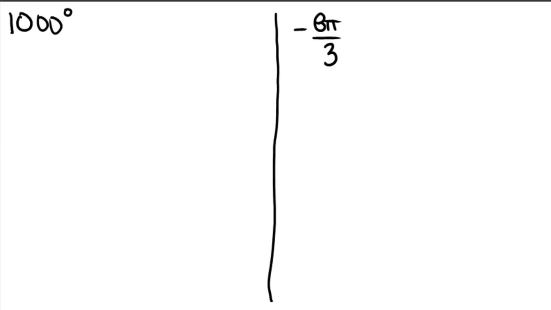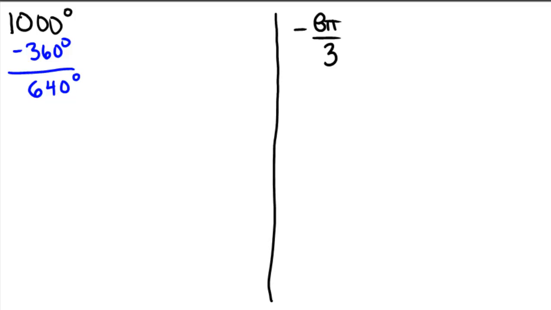Assuming you paused the video and gave this a good shot, let's do it together. 1000 degrees is too large. It's not between 0 and 360. So I'm going to start off by subtracting 360 degrees from the 1000. That's going to be a 0 here, a 4 here, and then a 6 there, right? So we're getting 640 degrees.